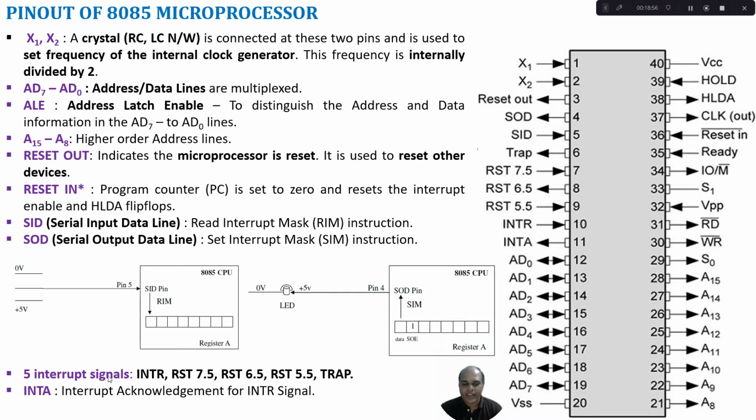We have 5 interrupt signals like trap, RST 7.5, 6.5, 5.5 and INTR. And there is an acknowledgement signal for the INTR interrupt request.